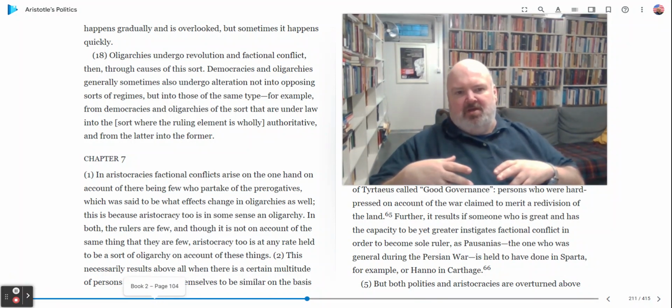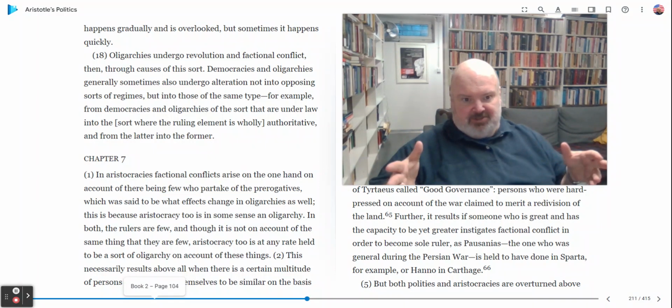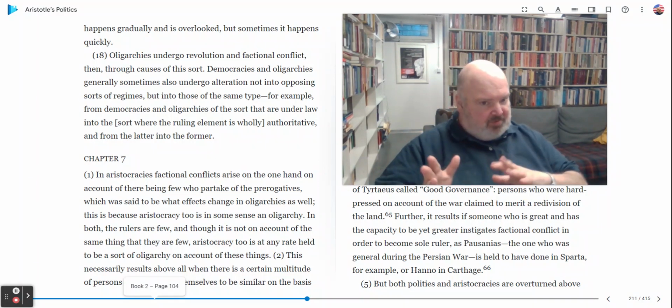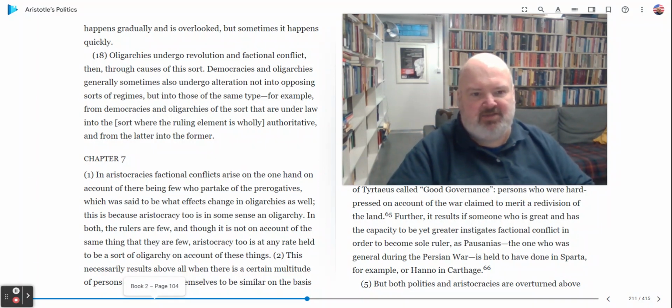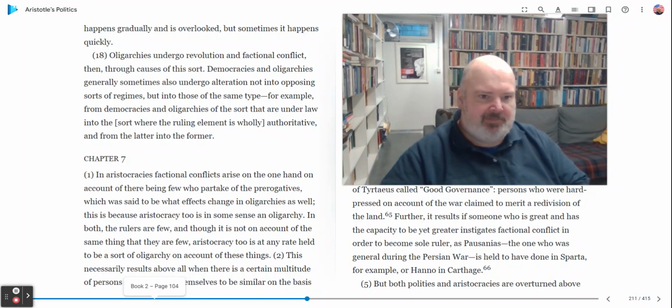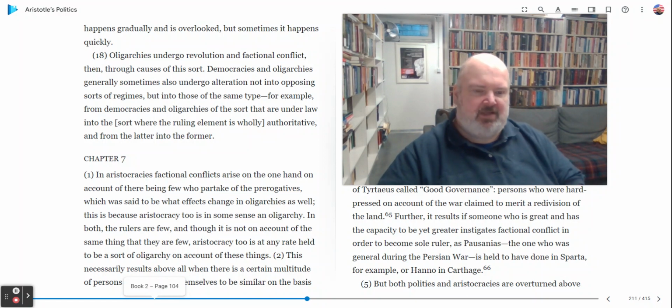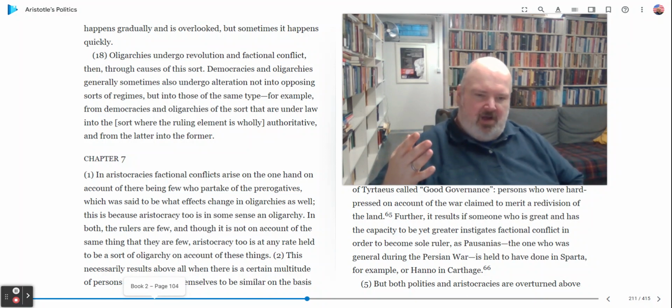Chapter 5 was democracy, it's very short. Chapter 6 was a very long chapter. Chapter 7 is going to be long but shorter than 6. This is what's interesting: it's dealing with the regimes that are left over, the regimes that are left over, we understand, from book 4.